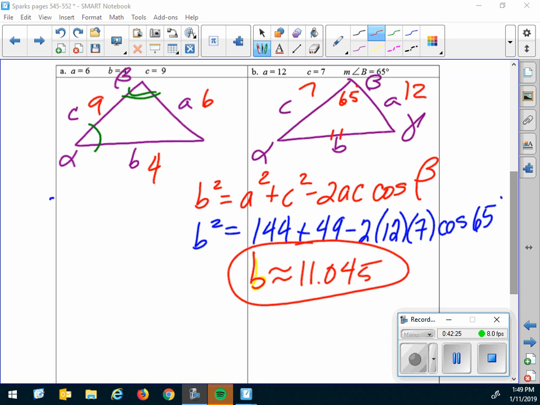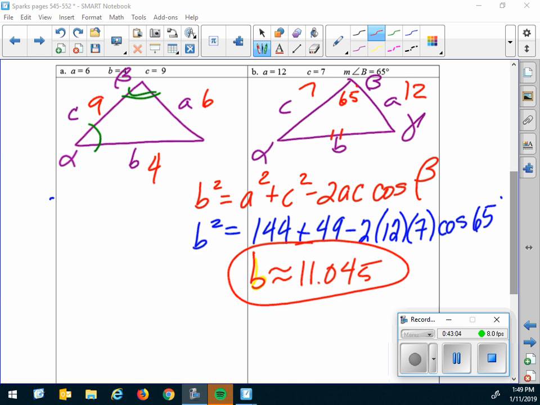Now I know B. So what would I do now? I need to find alpha and I need to find gamma. I'm going to find alpha or gamma the same way we did on that first problem, right? Once I find it, then all I have to find is one other angle. Do 180 minus. Yep. That's right.